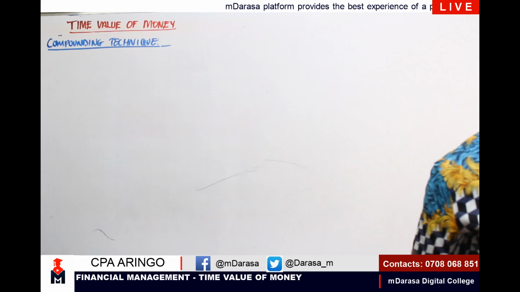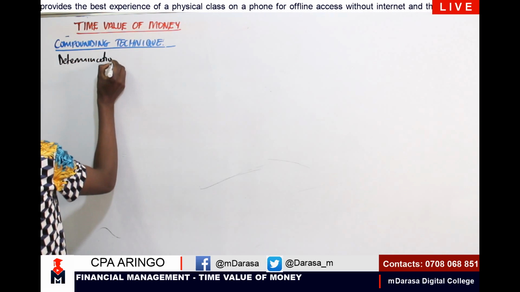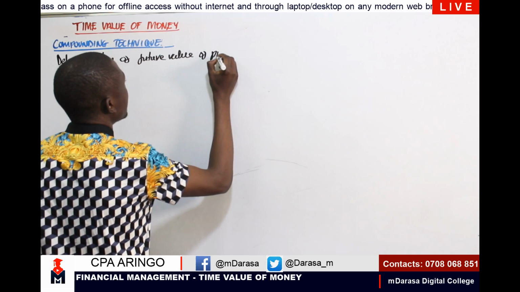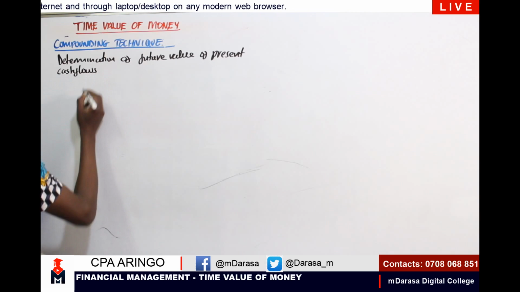If possible, I'm going to put it down. It involves determining the equivalent future value. This is basically determination of the future value of present cash flows. Simply, this is what we are referring to as compounding.